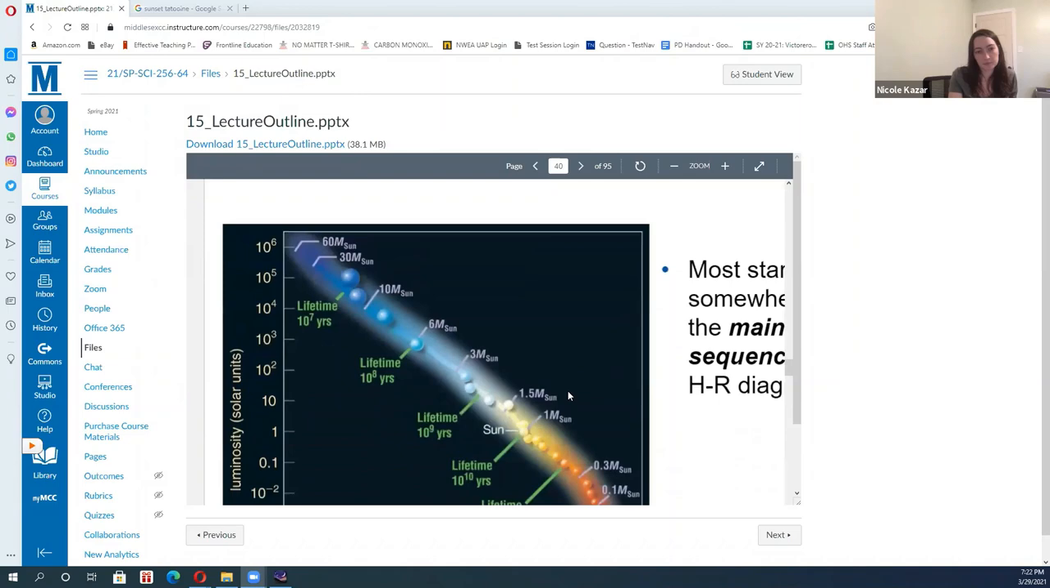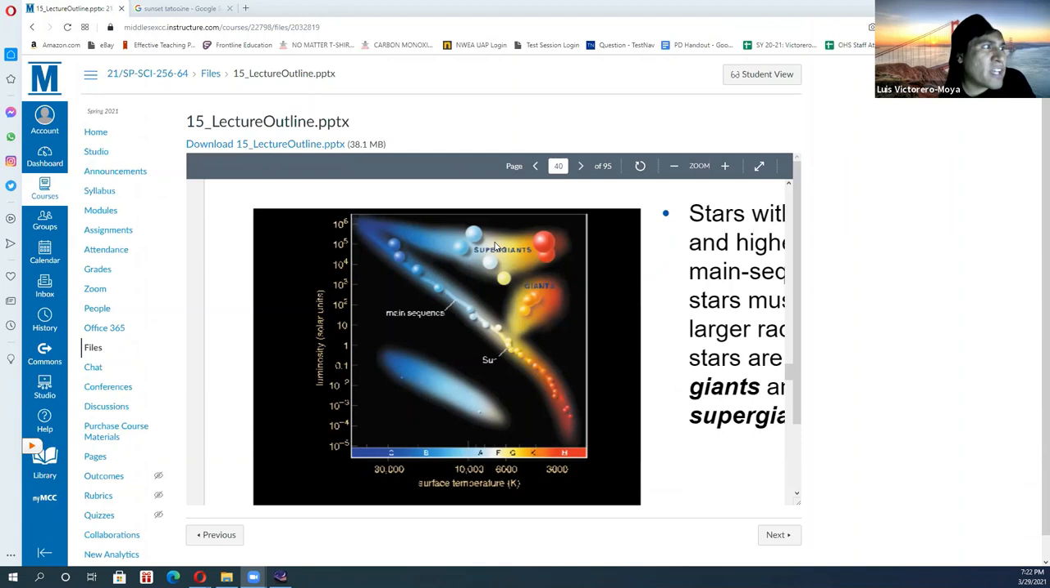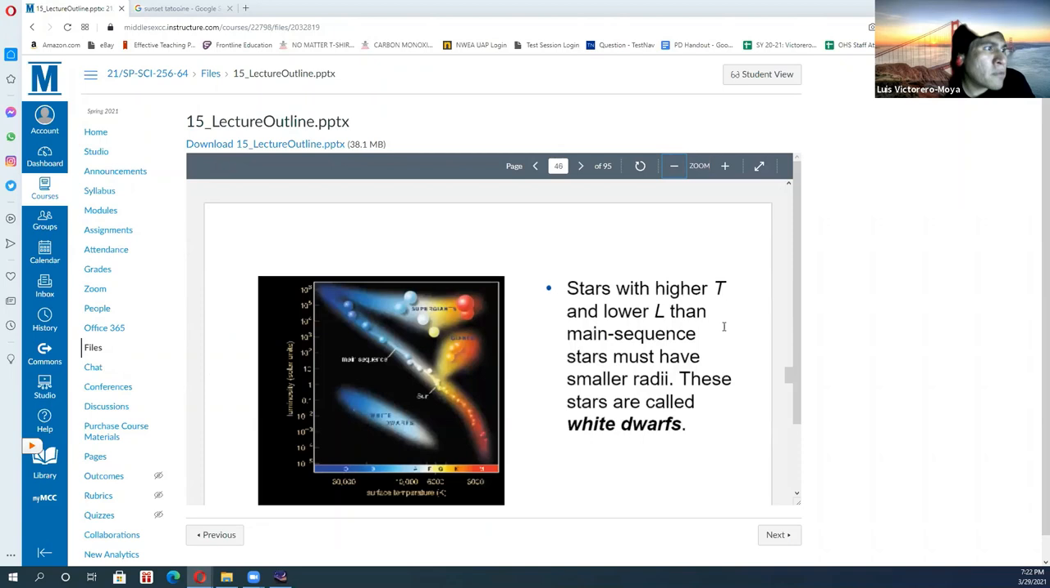We talk about this. The classifications are important: main sequence, giant, supergiants, white dwarfs. There are different main sequences. You can have giant, medium size, small ones, and dwarf main sequences, red dwarfs. Okay, we talk about that.